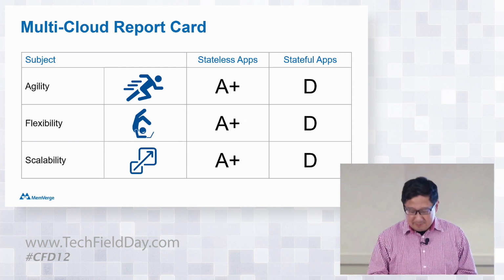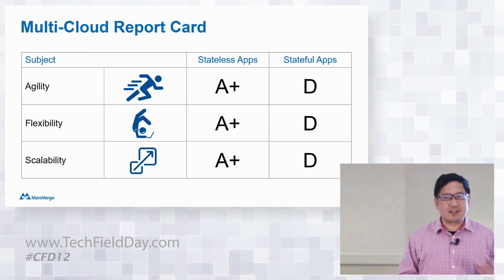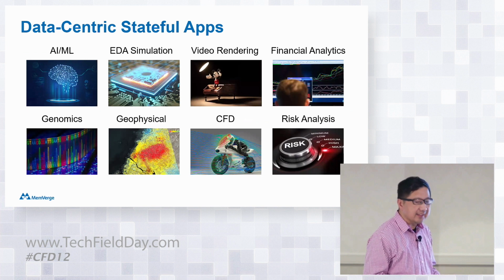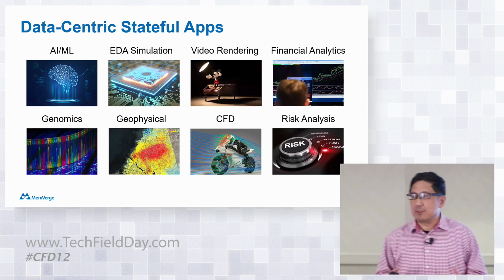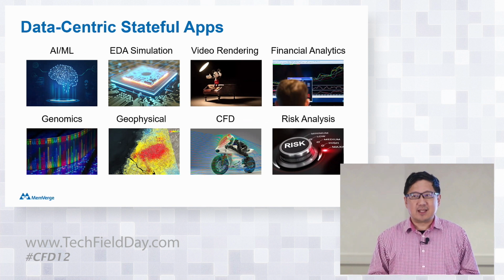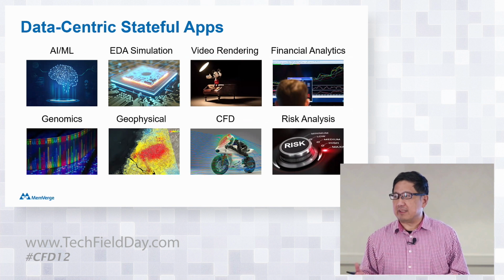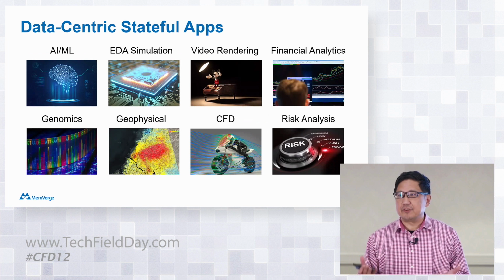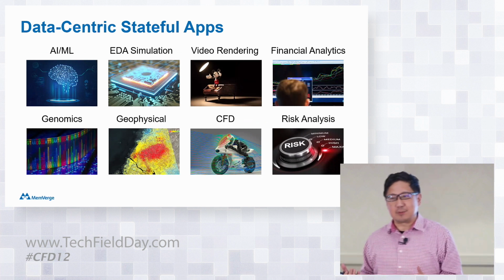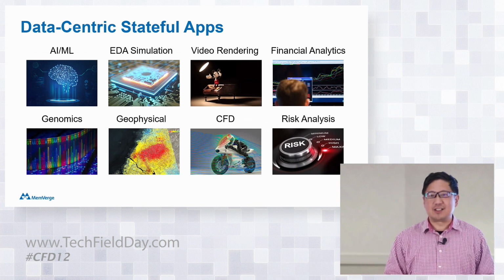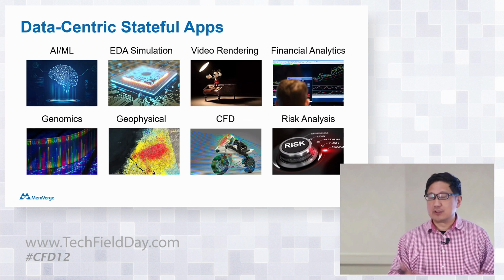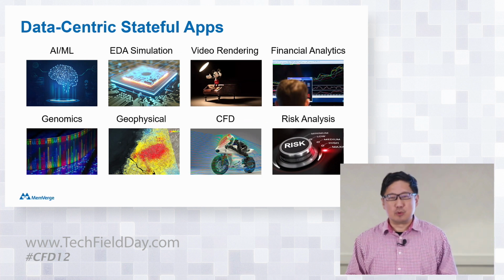So what do we mean by stateful apps? Here are some examples. These tend to be data-centric apps that are dealing with a lot of data, either in storage or in memory. And they're often difficult to make fault tolerant. That means if you interrupt an application, either by taking a cloud instance away or shutting down the server, then you lose that application and you have to restart from the beginning. And all the work that has taken place would be lost.